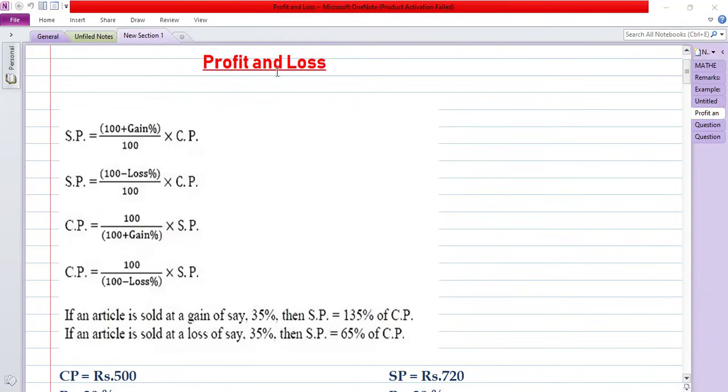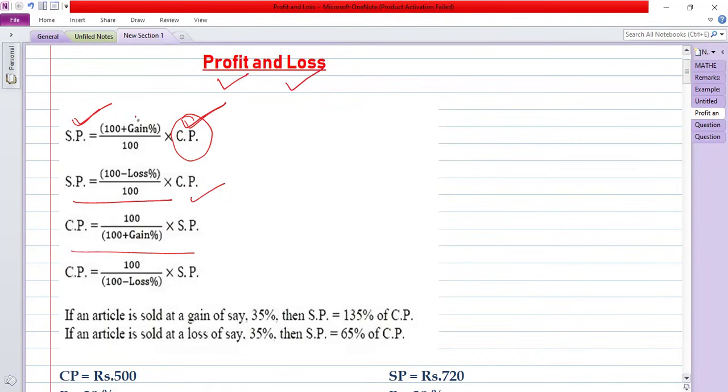Welcome, one and all. In this lecture, the topic of profit and loss will be discussed. Here are some basic formulas for the cost price and selling price of any article or item. What is CP? CP is the cost price of any item, and SP is the selling price of any item. So, these are the basic formulae.